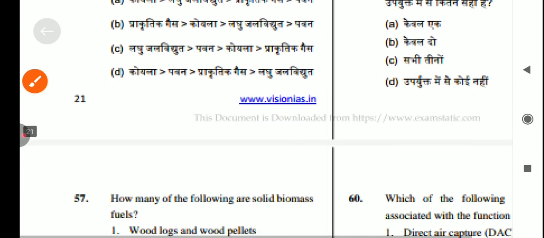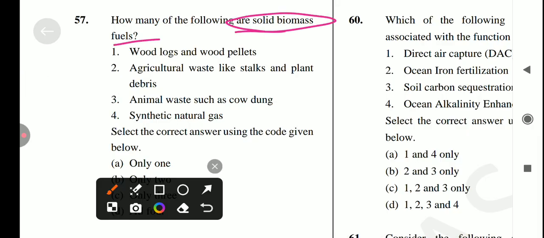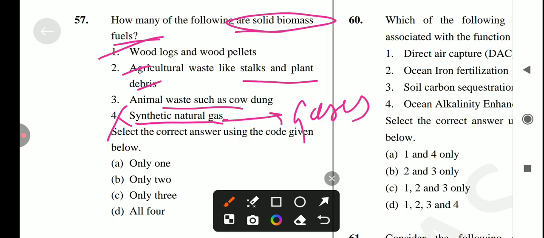Let's come to the next question, which is: how many of the above are solid biomass fuels? Okay, so first is wood logs and wood pellets. Is it true? Yes, it's a correct statement. Next is agricultural waste like straw and stalk and plant debris. Is it true? Yes, it's also correct. Next is animal waste such as cow dung. Also correct. Next is synthetic natural gas. No, it's not a correct statement because synthetic natural gas is related to gases. Okay, and what is asked here? Solid biomass fuels.